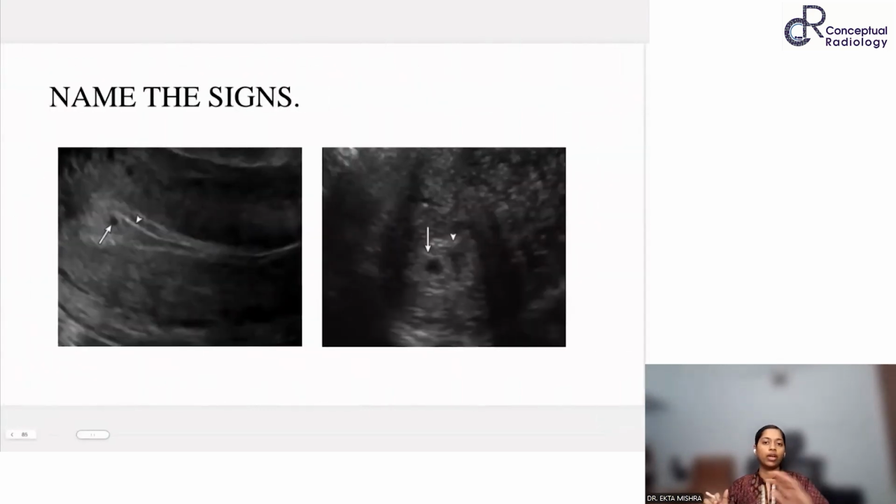Now I want you to name the signs of the images. Now these are classical spotters, and they help you tell the clinician that yes, this looks like early, very early GSAC. So what does this first image point to? I'll help you. This is uterus. This is uterus. We have two things.